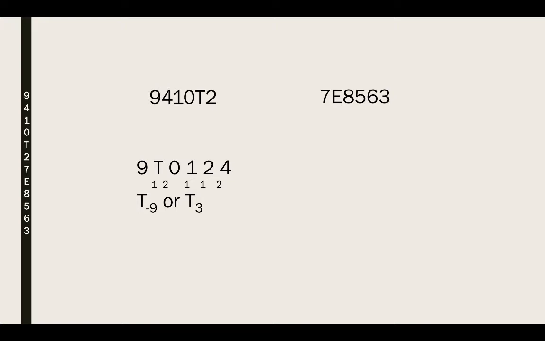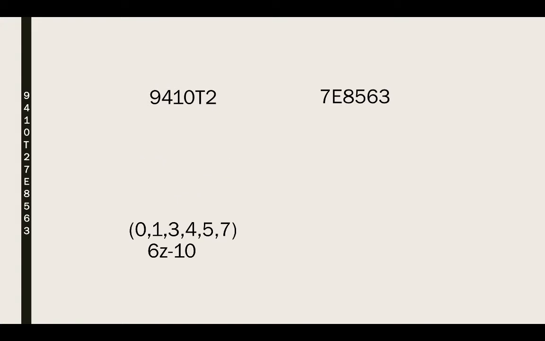Or 9 plus 3 takes us up to 12, or 0 on the clock face. Perform that operation on each of these numbers and you get the prime form 0, 1, 3, 4, 5, 7. According to Allen Forte's appendix, this is set 6Z10.